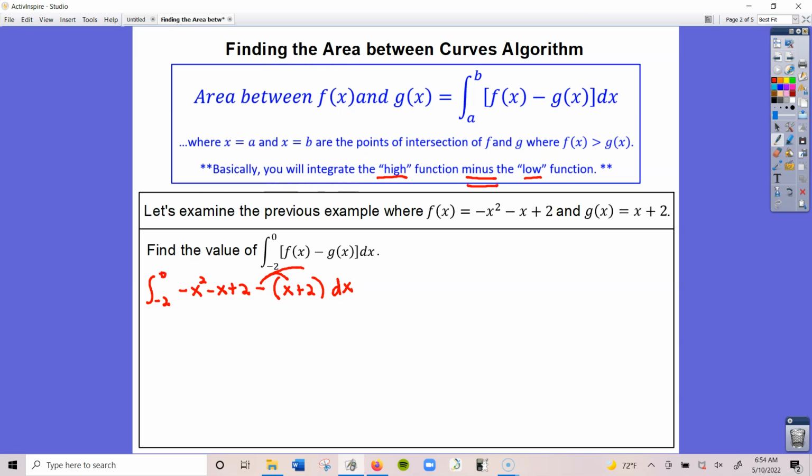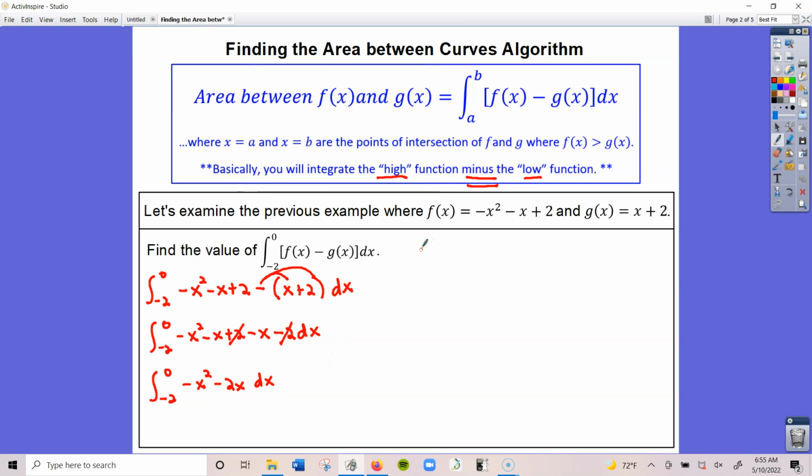When I distribute this negative, I get the integral from -2 to 0 of negative x squared minus x plus 2 minus x minus 2. I can combine my like terms: the 2's here will cancel, and I can combine these negative x's. So my integral is now from -2 to 0 of negative x squared minus 2x dx. Now I'm going to integrate and evaluate.